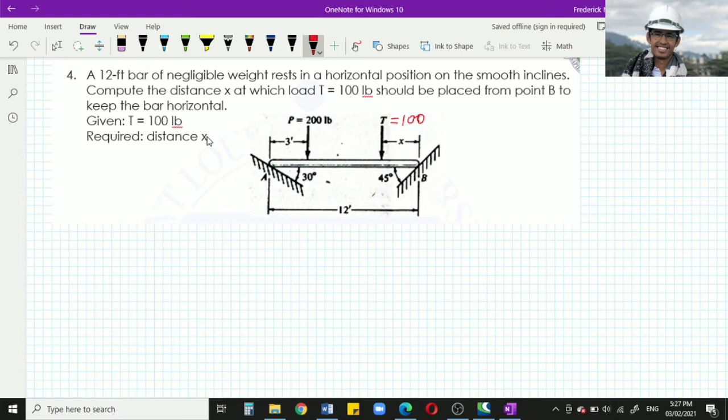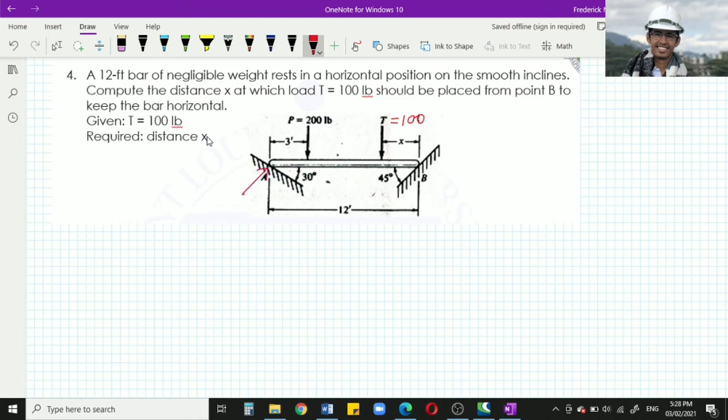So, hanapin natin yung distance ng x para yung bar natin will be horizontal pa rin siya. Okay? Hindi siya mag-i-slide papunta dito or papunta sa kabila. Kailangan horizontal siya. So, magkakaroon tayo ng reaction sa ating point A and point B. So, nakapatong lang siya. So, we will be having a normal reaction dun sa ating surface. So, perpendicular dun sa ating surface.